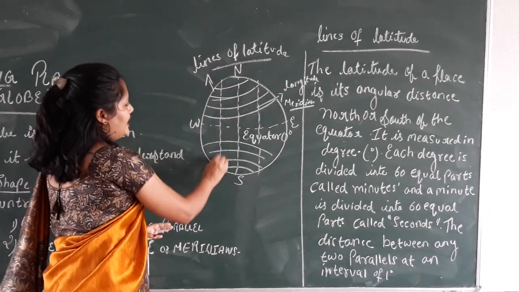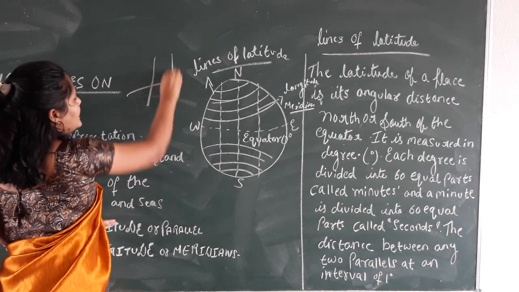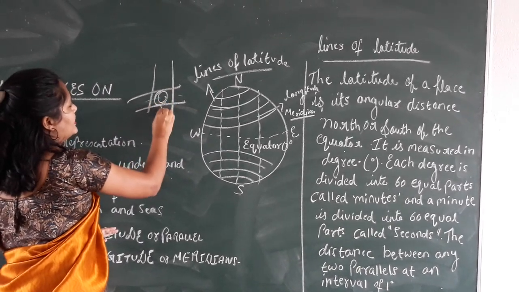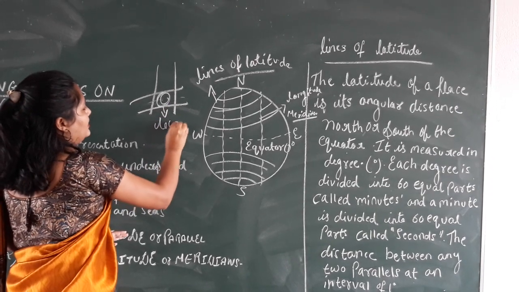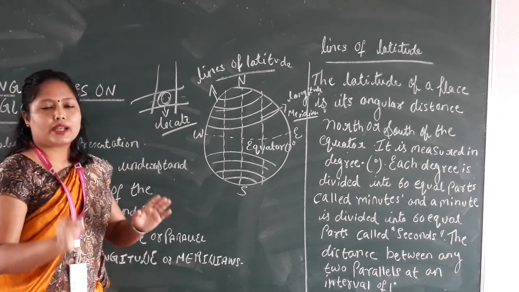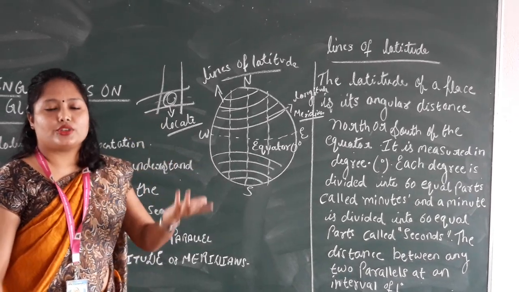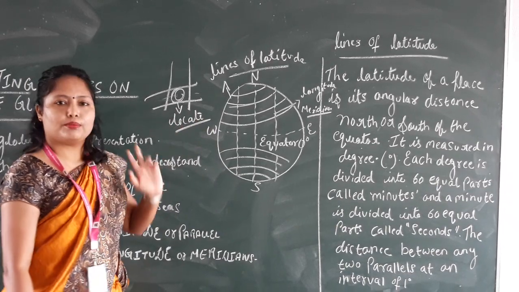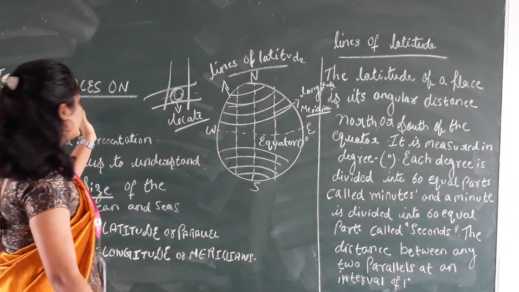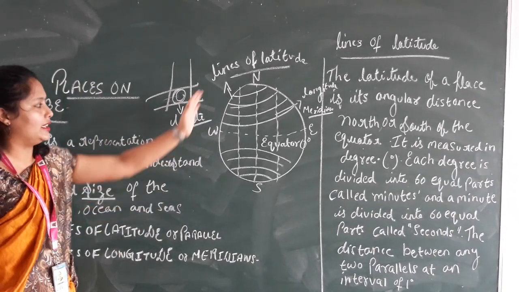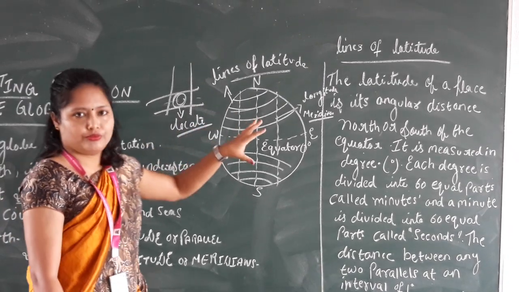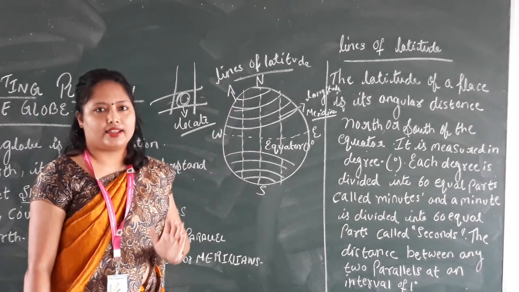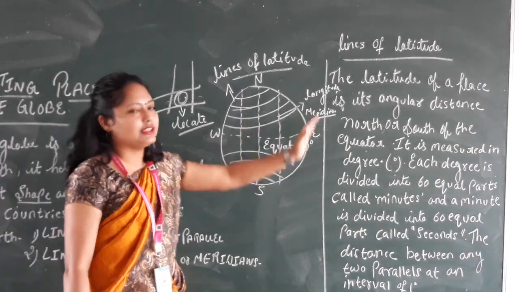When they intersect at a place like this, that place is located on the earth. Sometimes it is in a continent, sometimes in water bodies, sometimes in different countries. So this is how we locate the position of a place on the globe. In the same way, these formations are there on the earth also. Now let us start with lines of latitude.